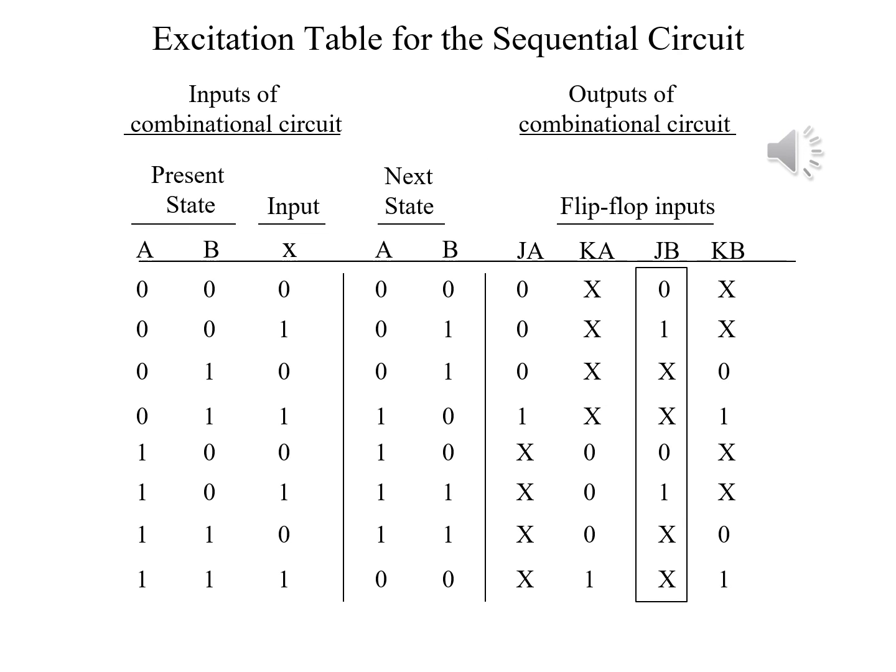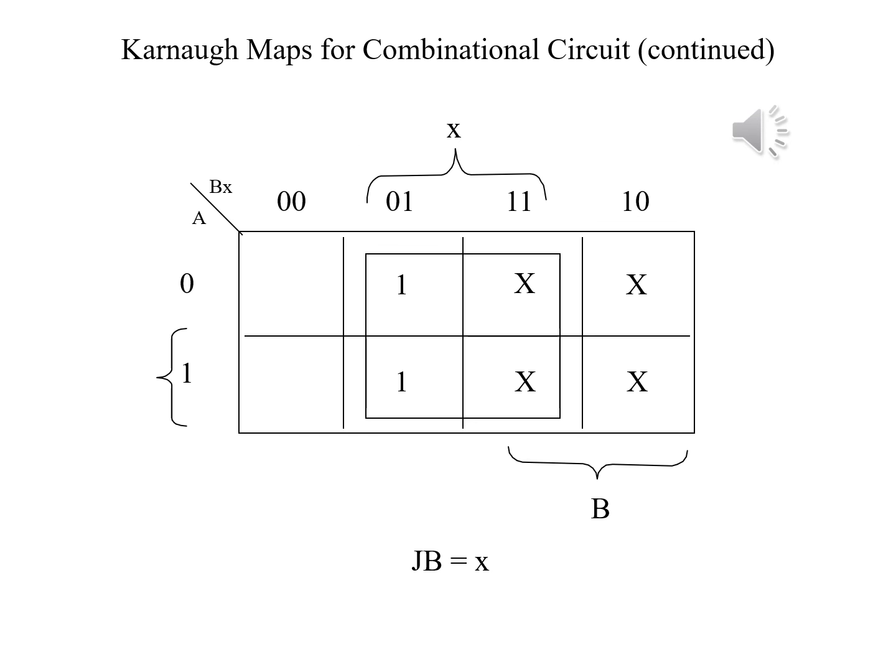Here we see two cases where JB is 1, where A and B are both 0 and X is 1, and where A is 1, B is 0, and X is 1. Additionally, we see that there are 4 don't care conditions, all in cases where B is 1. Here we see from the Karnaugh map that in this case JB is X.